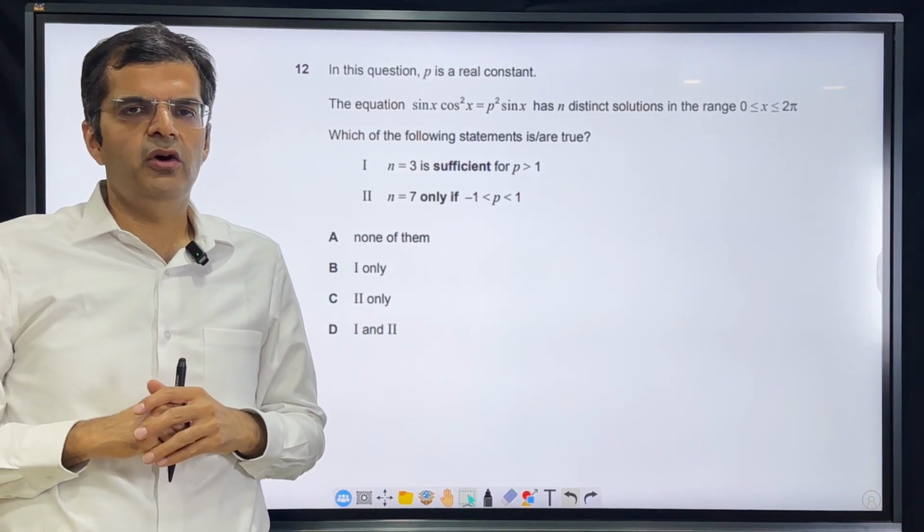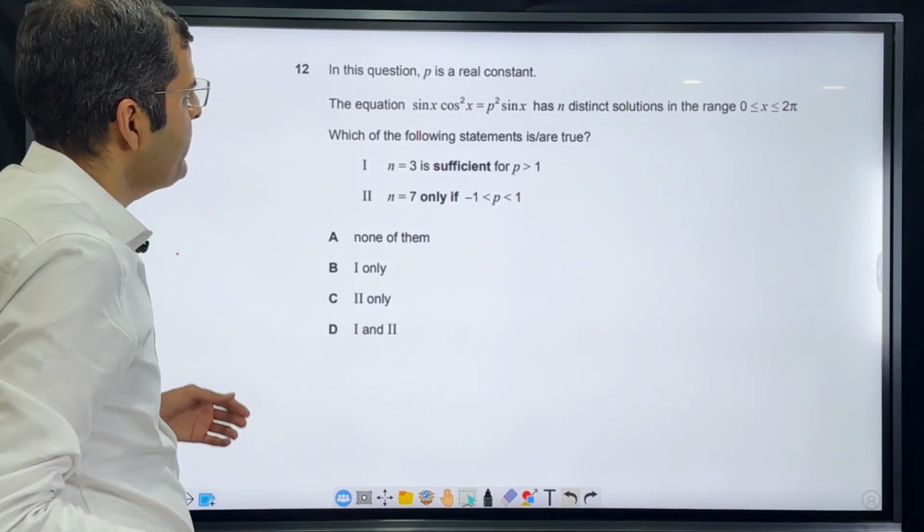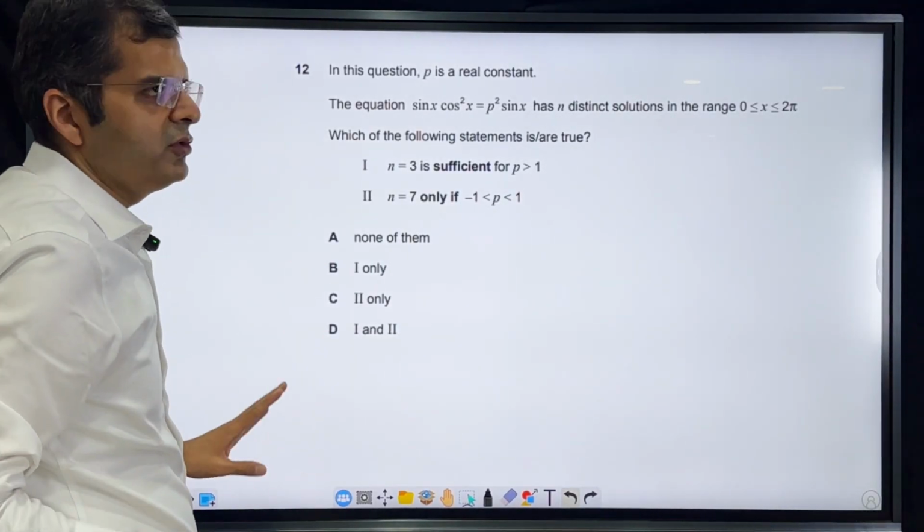This is the 12th question of TMUA 2023 exam paper 2. It says, in this question, P is a real constant. So P is a constant here.